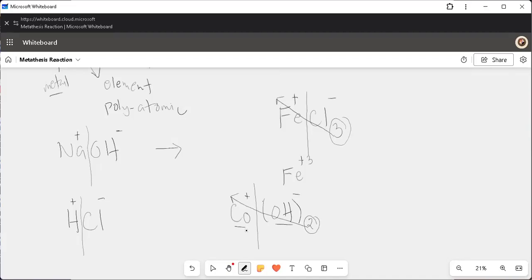And then just bring it up there. So that will be the charge of cobalt that you are going to use. Okay? So that's how it works.